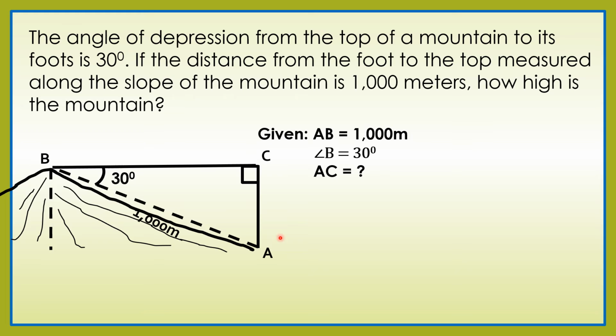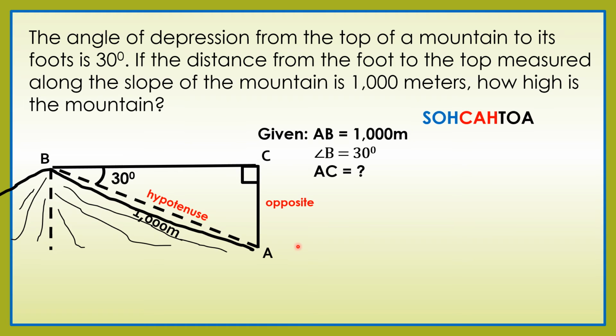So, paano natin makukuha ang height ng mountain? Kung ang angle B natin or yung 30 degrees ang reference angle natin, ano ang AC sa right triangle? At ano ang AB? So, yung AB natin dyan, that is the hypotenuse of the right triangle. And then, yung AC natin, that is the opposite side of the right triangle.